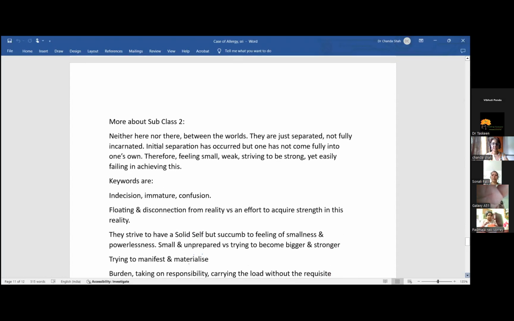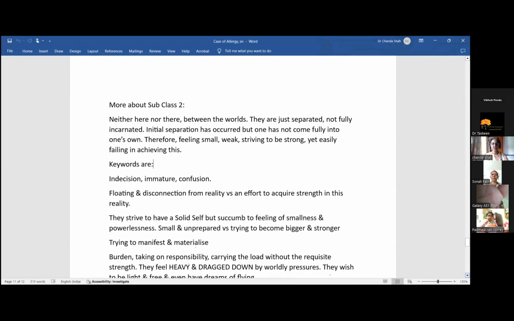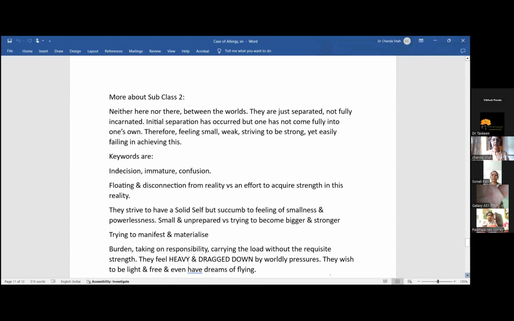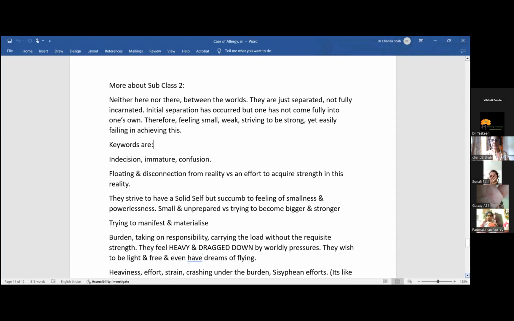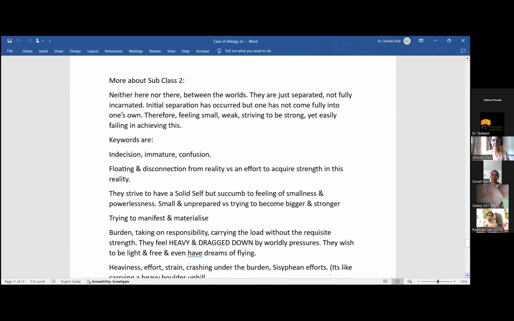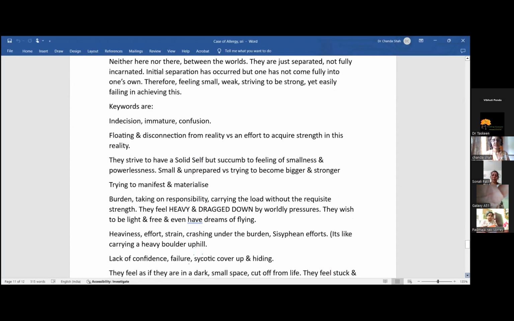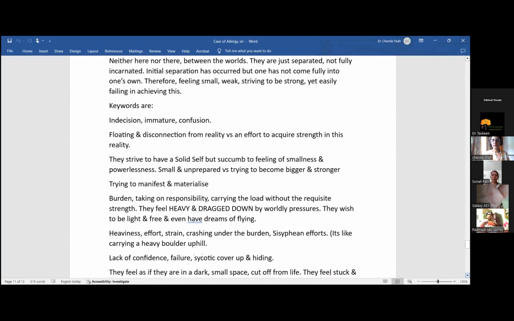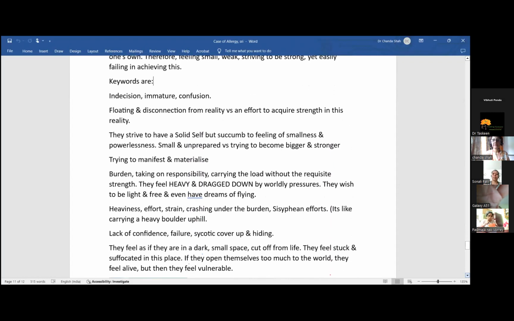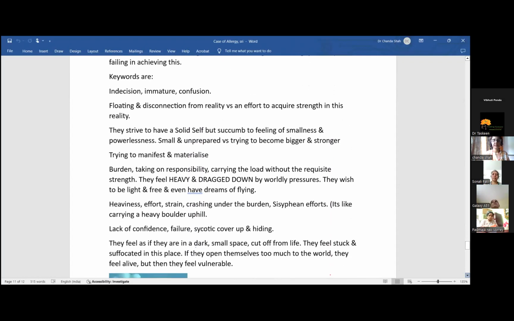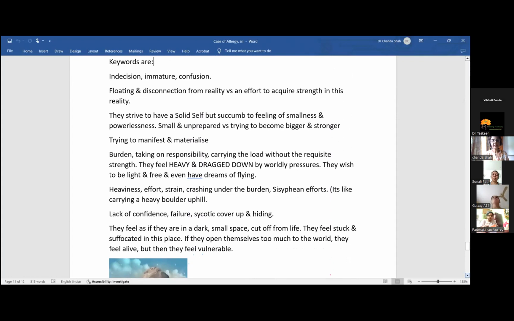They're easily failing in achieving this. So the key words here are indecision, immaturity and confusion. His friends were doing marketing, so he also went into marketing, right? And there's floating and disconnection from reality versus an effort to acquire strength in this reality. They strive to have a solid self, but succumb to feelings of smallness and powerlessness. Small and unprepared versus trying to become bigger and stronger. So they're trying to manifest and materialize.